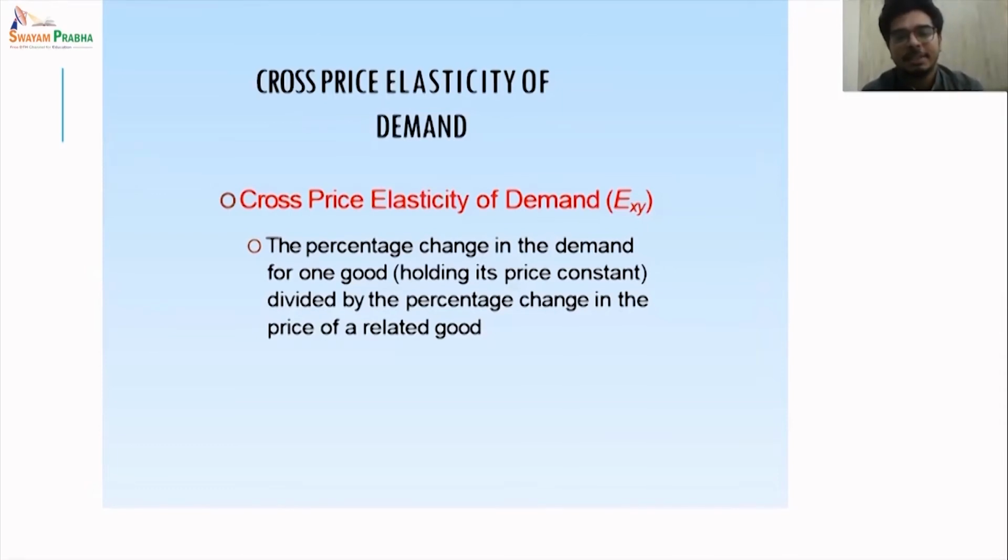Cross price elasticity of demand is mentioned as EXY. EXY is nothing but, where X and Y are two commodities, the percentage change in the quantity demanded of one good with respect to the percentage change in the price of another good. So when a change in the price of one good causes a change in demand for another good, both goods are related, either substitute or complementary. When the price of one good increases, how much does it change the quantity demanded of another good?